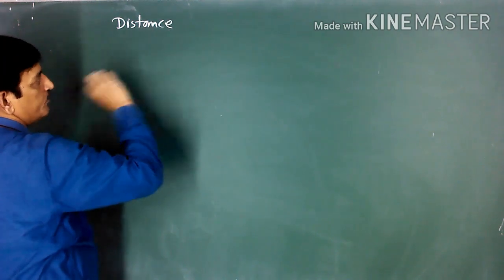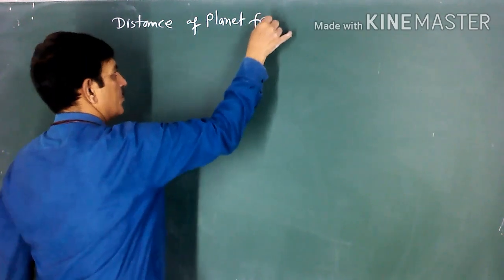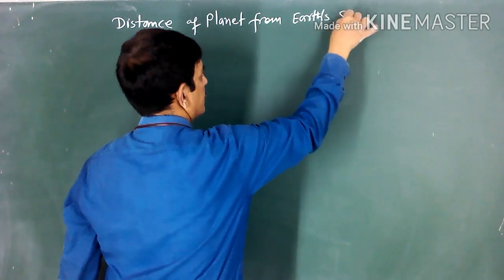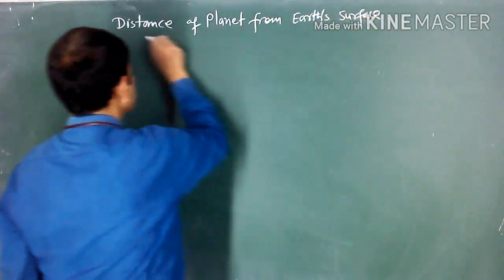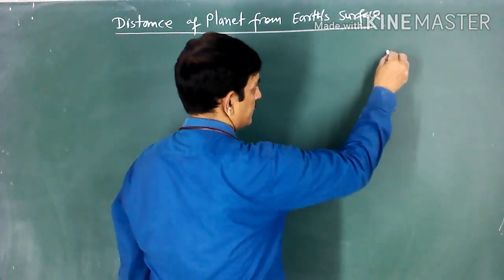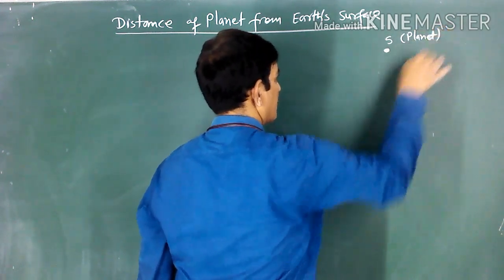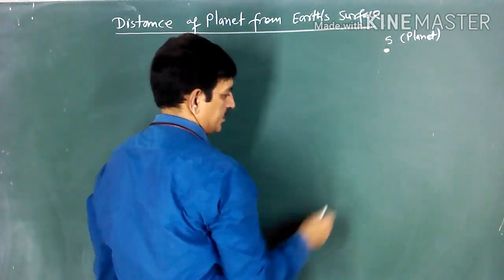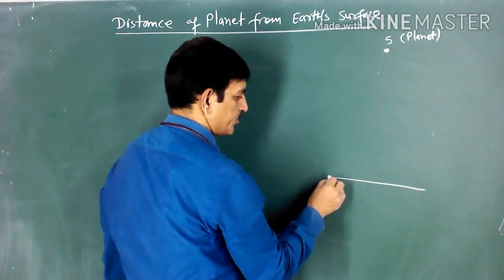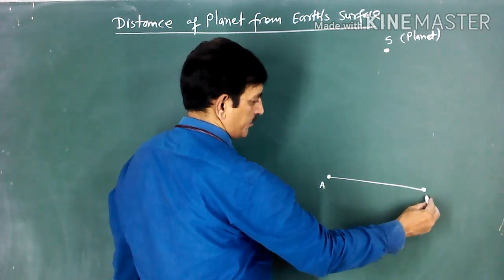So we are going to find the distance of a planet from Earth's surface. Suppose this is the planet S, and we want to measure its distance from the ground. So take two positions on the ground. Suppose this position is A, the first observation point, and B is the second observation point.